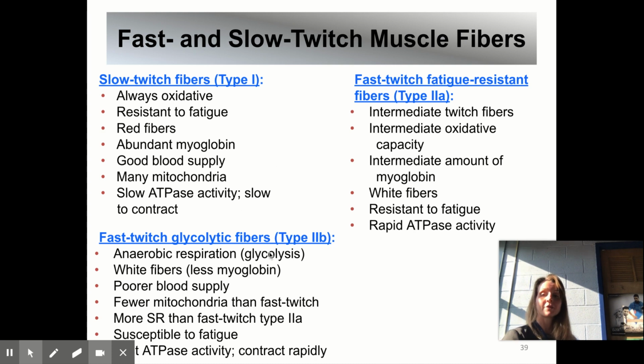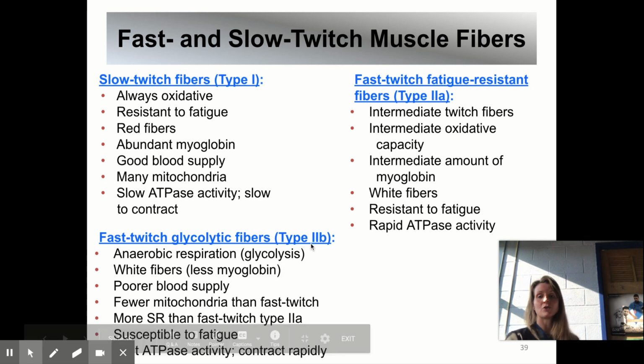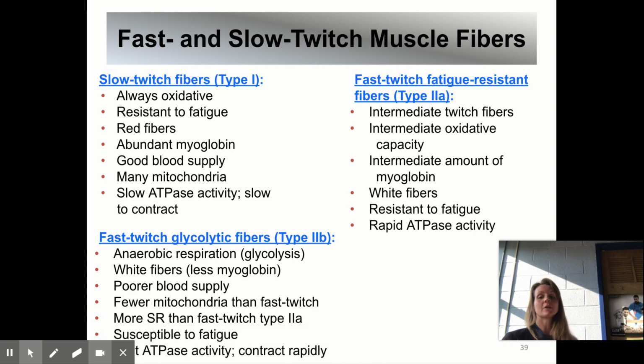All right. And then the other extreme is fast twitch glycolytic fibers. All right. So this is type 2B. All right. This is anaerobic respiration. So this is going to be a lot of glycolysis, a lot of lactic acid accumulation. These muscles are going to fatigue and feel a strong burn within them when they're engaged.